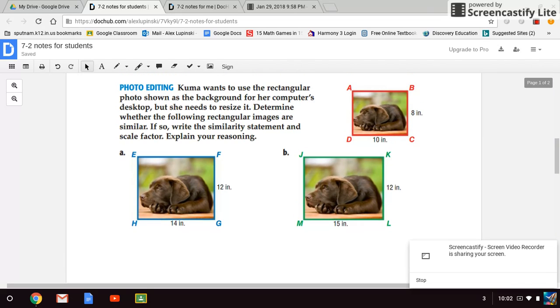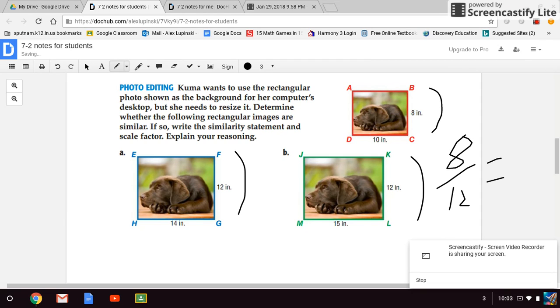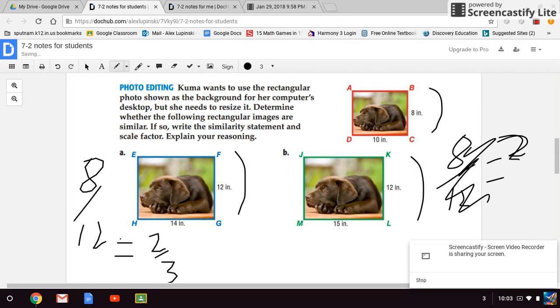So if this would work, we would have BC equal to FG or KL. They're all 12, so we can assume that they're all going to be the same. 8 divided by 12 is equal to 2/3. 8, they're equal to 2/3. This is just great.